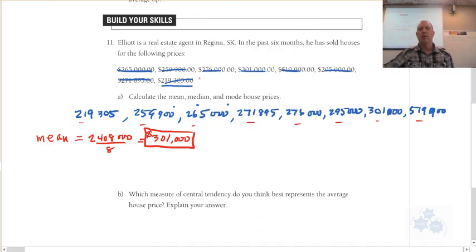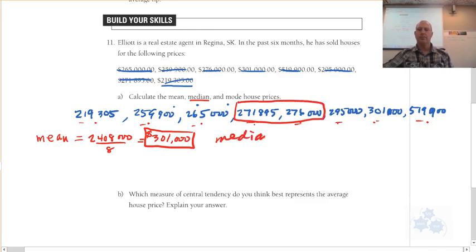Now, the median and mode are easy because we have them listed in order. So the median is going to be 1, 2, 3, 4, 5, 6, 7, 8. Oh, so we have to take the average of the middle 2 numbers. It looks like these 2 are the middle 2 numbers. So the median is going to be the sum of these 2 divided by 2. Find the average or the mean of those. Divided by 2.